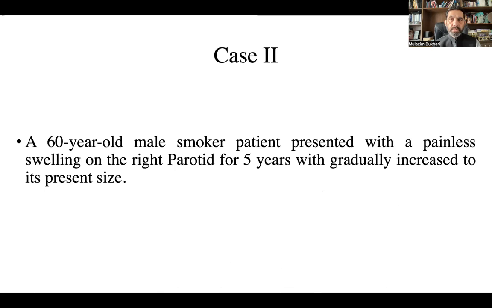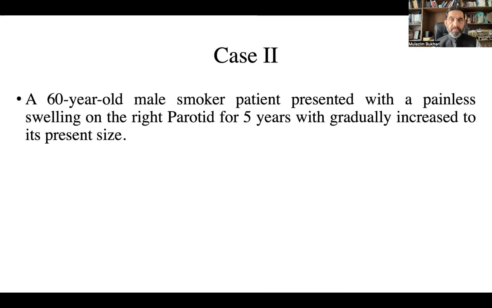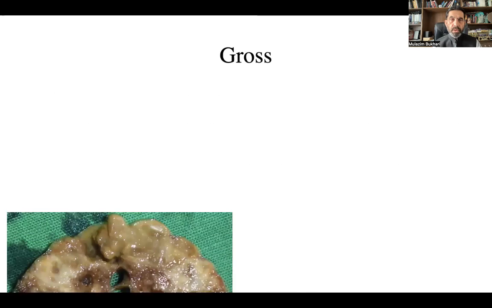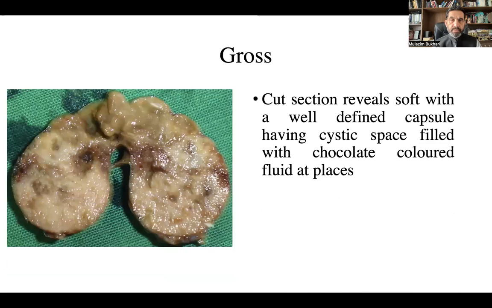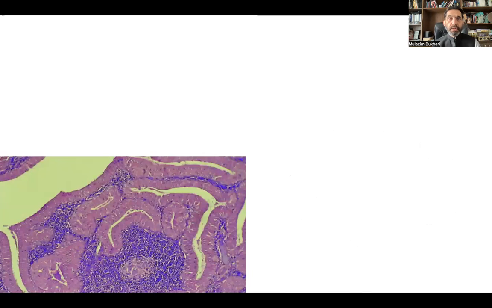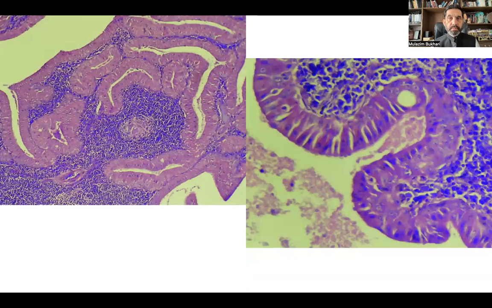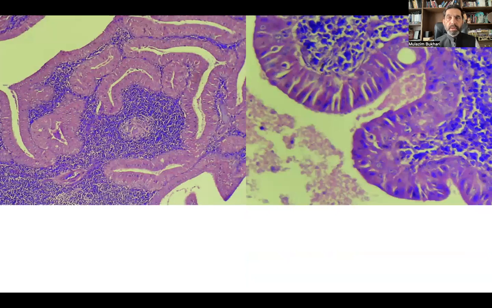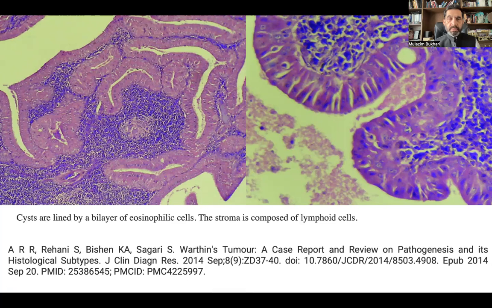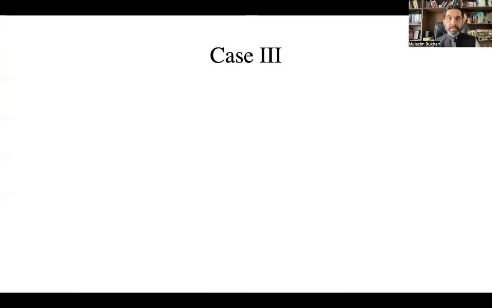Another case: 60-year-old, 5-year presentation. He is a smoker. Well circumscribed gross picture, cysts filled with chocolate material. If we examine the histology, eosinophilic tall columnar epithelium, 2 layers, and the stroma is lymphoid cells, and the diagnosis is Warthin tumor. This is the reference for this.